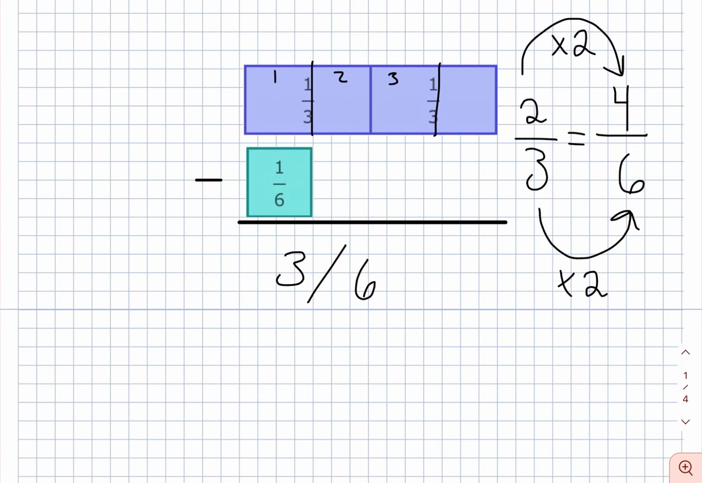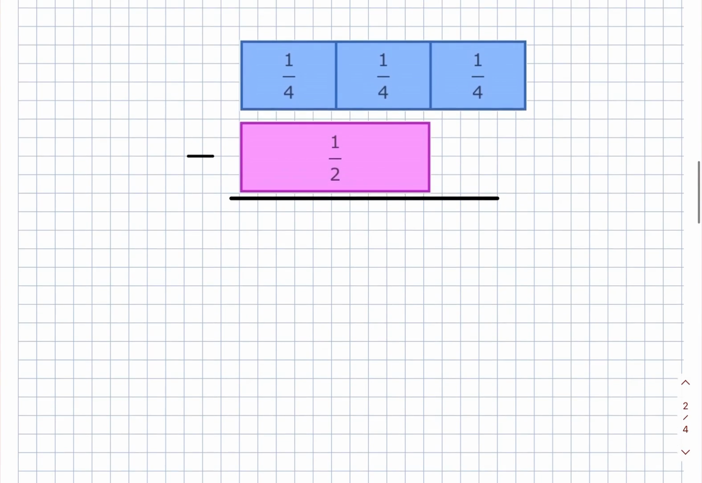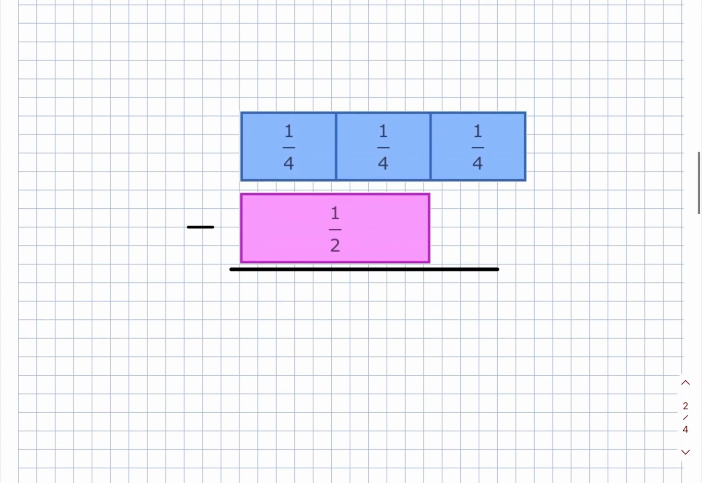All right, moving on here. Let's try one more. This time, I'd like you to give it a try on your own. See if you can do some of this math on your own. I'll get you started. So now we want to find out what 3/4 minus 1/2 equals. Can you tell which one of these you're going to need to chop up? Which one's the bigger one? That's right, it's the half that needs to be chopped up.